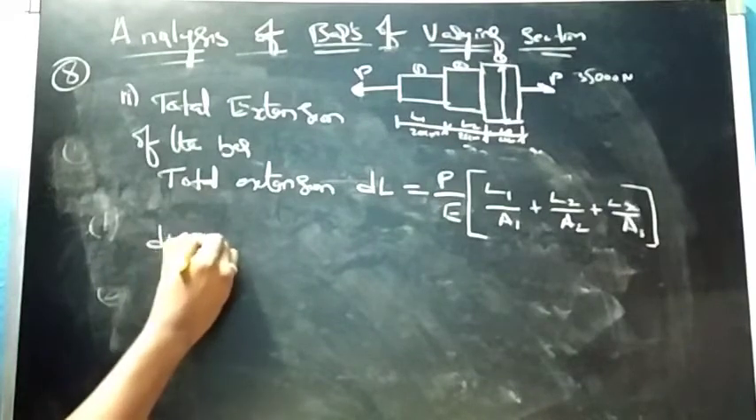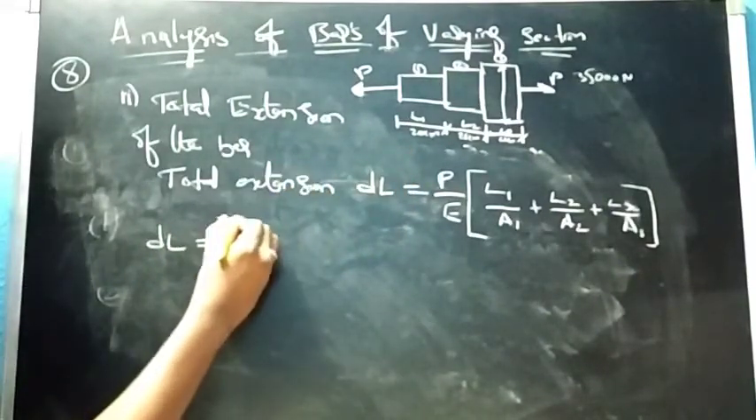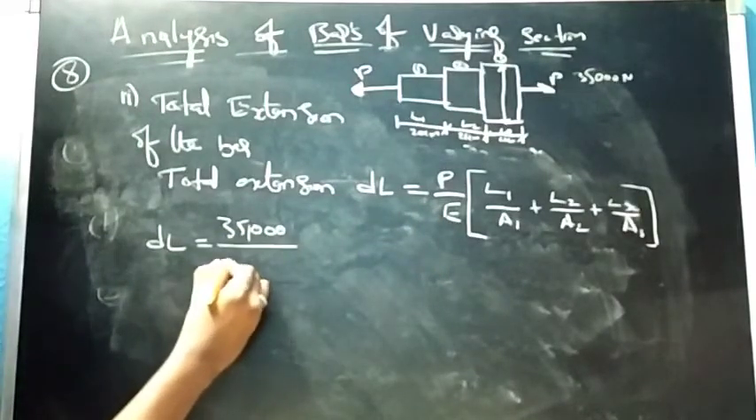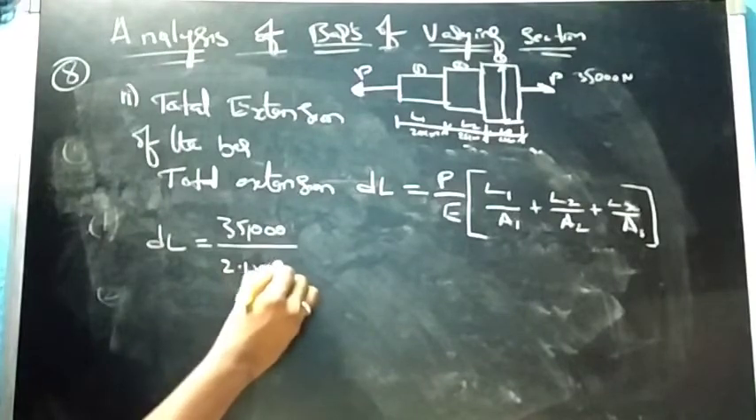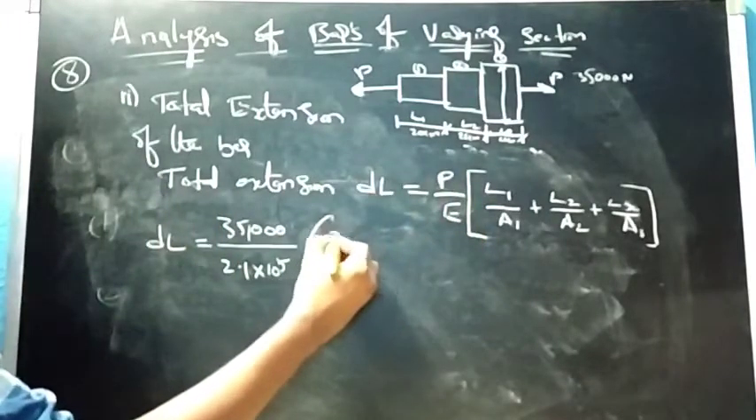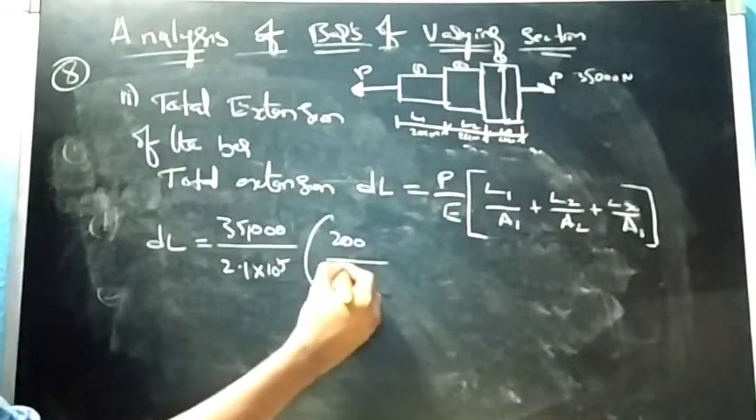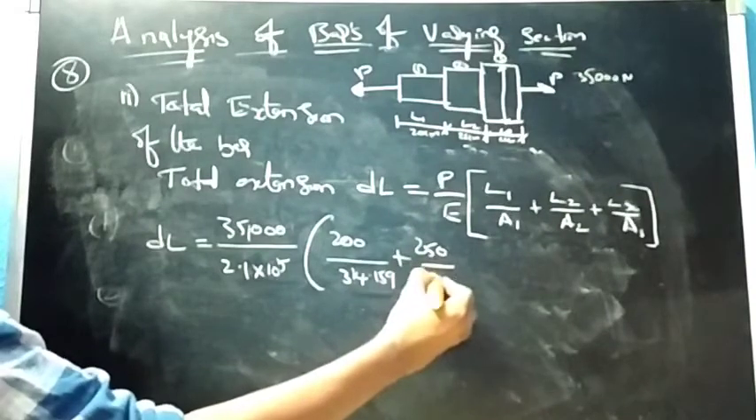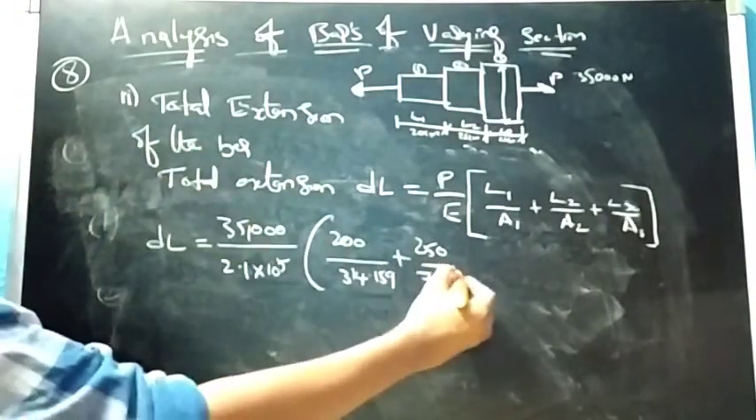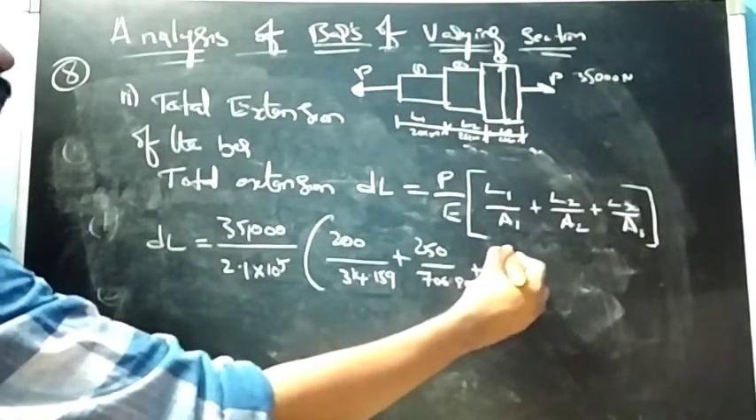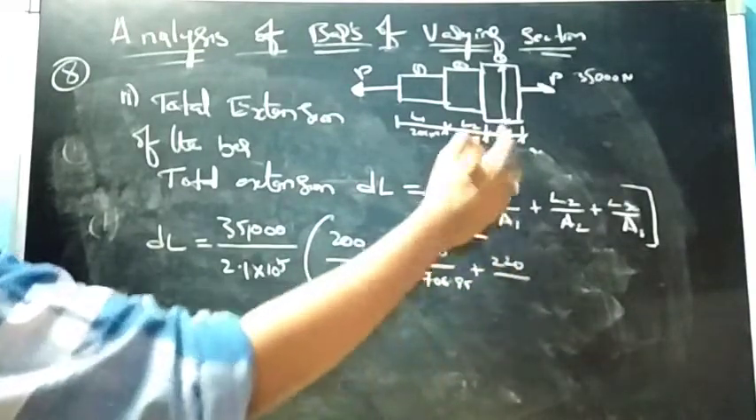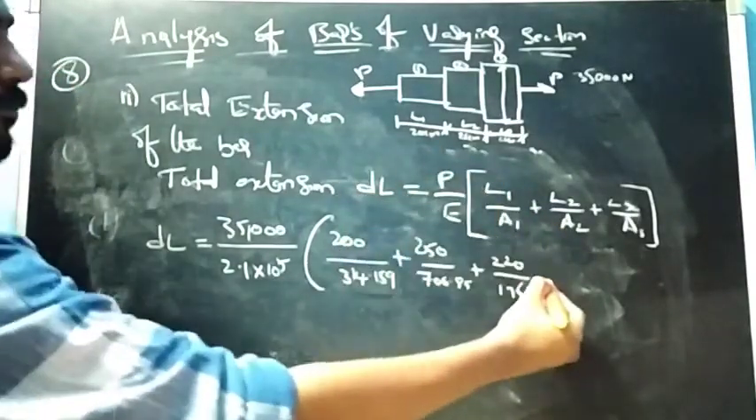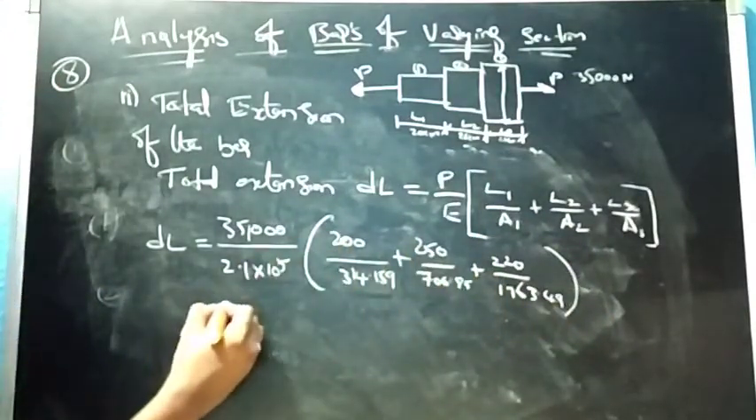So dl equals, we know the load, 35,000 newtons upon Young's modulus, which is given in the question, 2.1 into 10 to the power of 5, multiplied by L1 which will be 200 mm, that is 20 centimeters, upon 314, the area we got, plus 250 upon 706.85 plus 220, that is 22 centimeters, converted into mm, 220 mm upon 1963.49, right? So put this on your calculator, please.